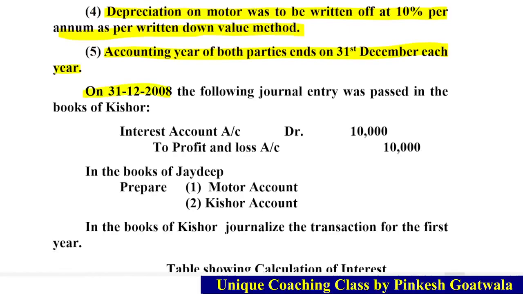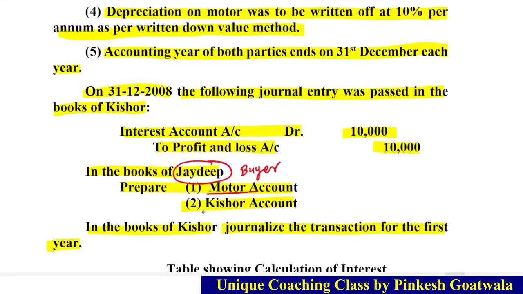On 31st December 8, the following journal entry was passed in the books of Kishore: Interest account to profit and loss account, 10,000. In the books of Jaideep, prepare motor account and Kishore account. In the books of Kishore, journalize the transaction for the first year. So what do we have to prepare here? They ask here in the books of Jaideep. Jaideep is a buyer. Okay, so in the buyer's books which account is asked? Motor car, and Kishore is the seller. And in the books of Kishore, meaning in the books of the seller, they ask only the journal for the first year.